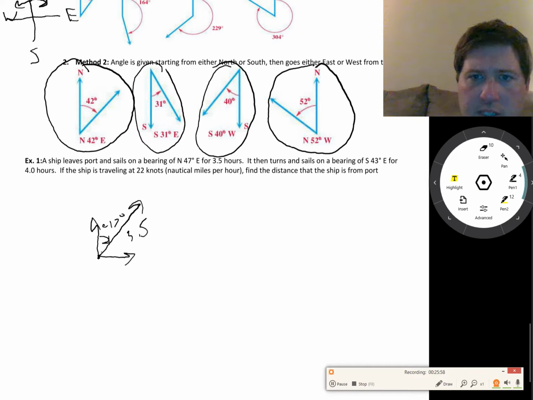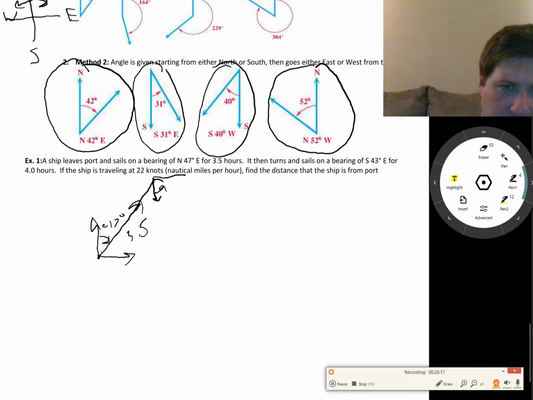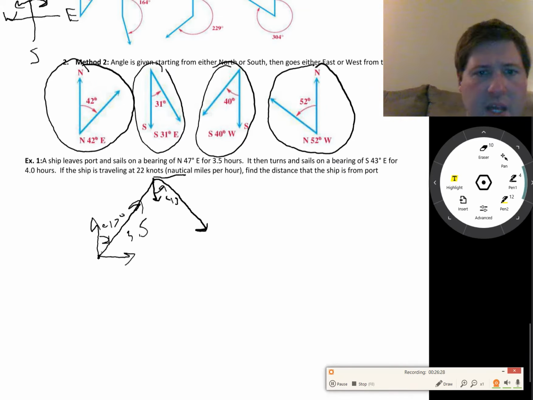It then turns on a bearing of south 43 east. So let me draw this a little bigger. From here, we're going to be going in the southern direction towards the east. There's south and there's east. So if we're starting from south and swinging out to the east, we're going at some angle like this. And that angle is 43 degrees. And he goes there for 4 hours.